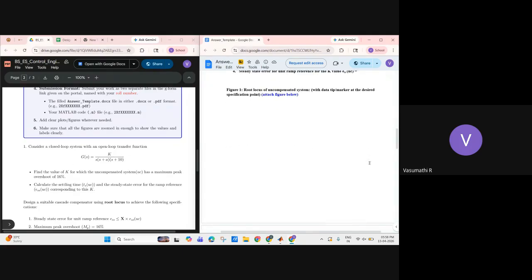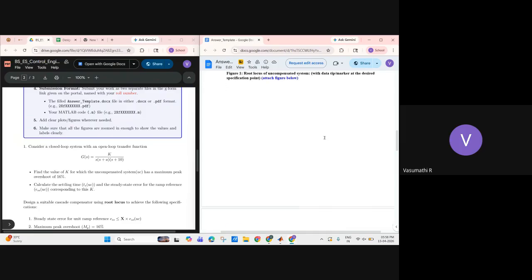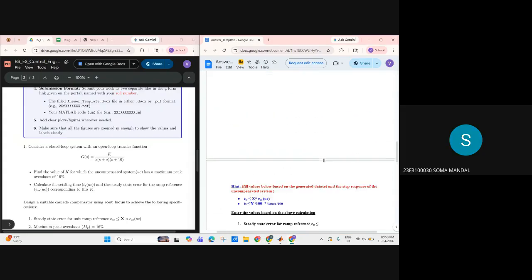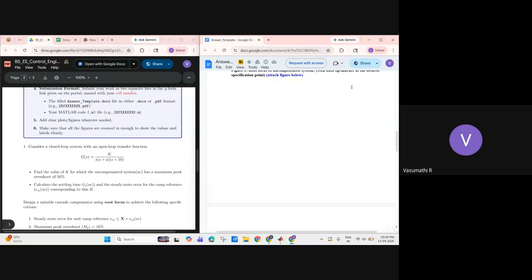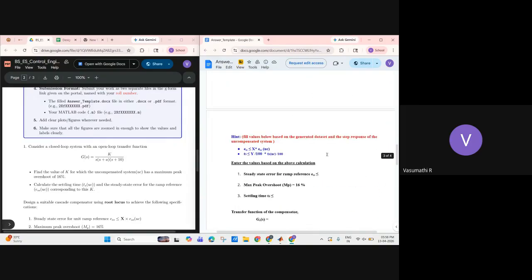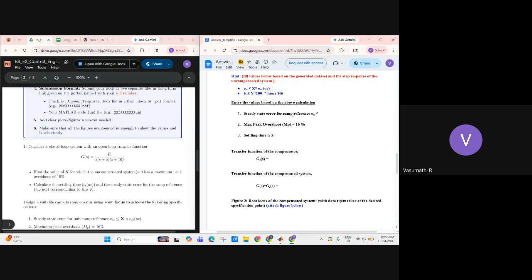And then draw a root locus for the original system you found, with k and a value, and attach the figure here with the overshoot and all the markers, from MATLAB. Yeah, from MATLAB. Paste the figure here in this space. And then you say what your updated steady state error should be.